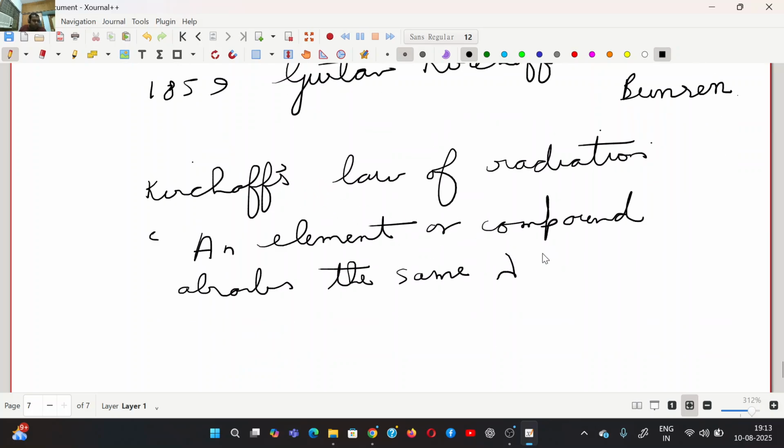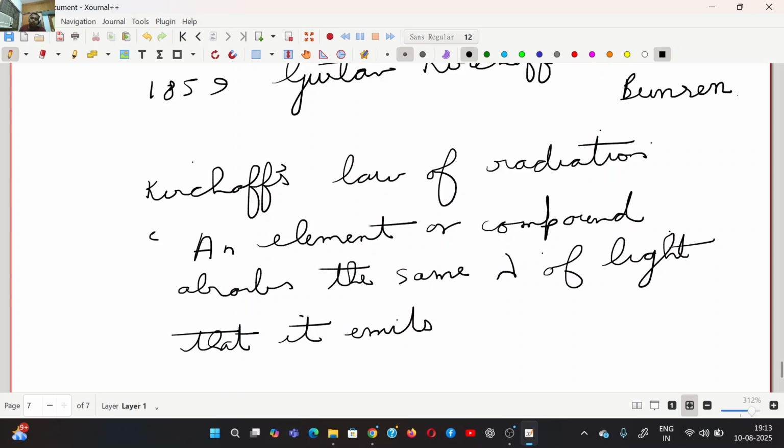Wavelength will always be represented as lambda. Kirchhoff's law of radiation is that an element or compound absorbs the same wavelength of light that it emits when heated. Okay, so this gives us an explanation for Fraunhofer's observation.